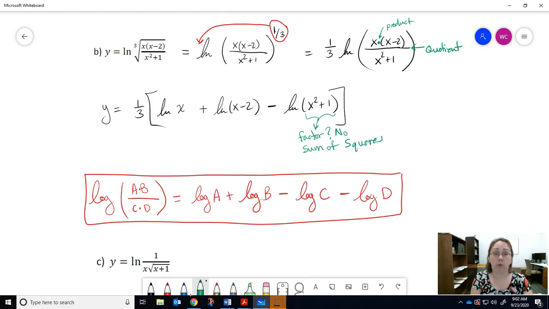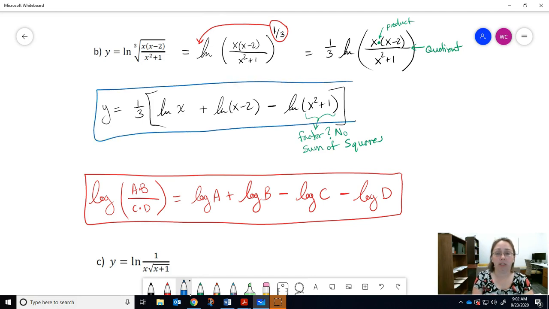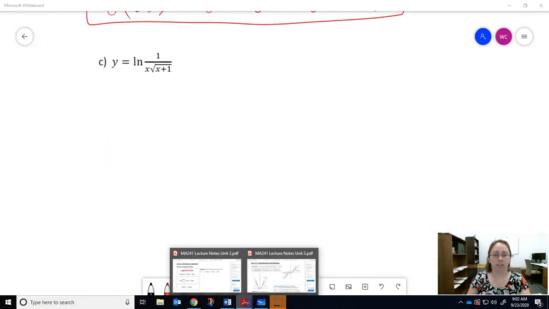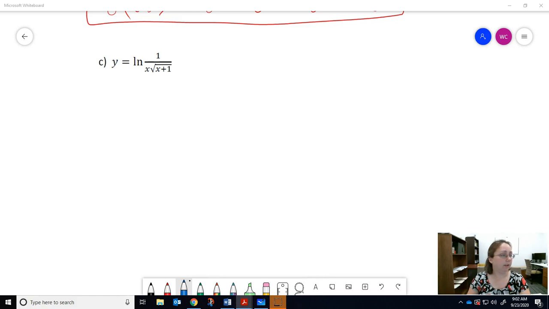Now, if you wanted to, you could expand the 1/3, or distribute the 1/3 to each term, but that is up to you. I would actually say that this is very nice the way it is. All right? So that's our second example. All right, here is another example.